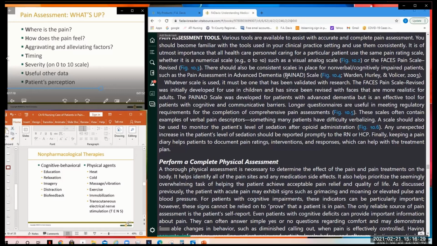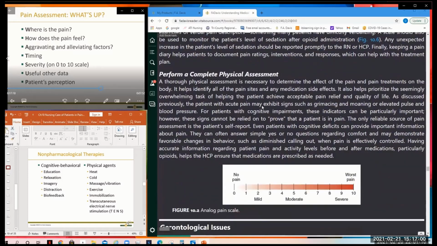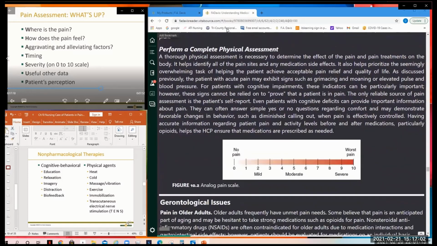A scale should also be used to monitor the patient's level of sedation after opioid administration. Any unexpected increase in the patient's level of sedation should be reported promptly to the RN or HCP. Finally, keeping a pain diary helps the patient to document pain ratings, interventions, and responses, which can help with the treatment of pain.